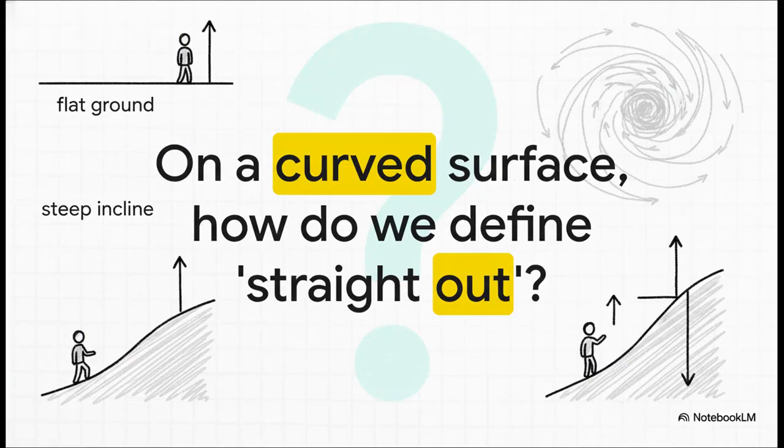I mean, if the ground is flat, up is easy. But what if you're on a steep part of the hill? Your personal up is totally different from the up for someone on the other side. So we need a really precise way to define the direction that's pointing straight out from the surface, right at the spot where you're standing.